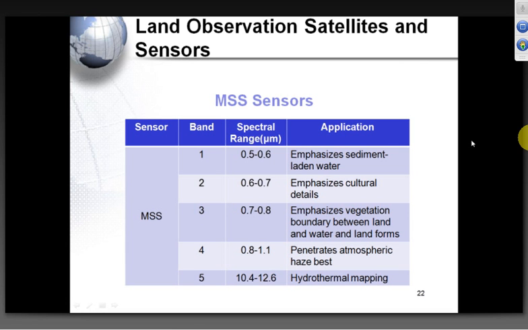First is band 1. Application is emphasizes sediment laden water. Second one emphasizes cultural details. Third, emphasizes vegetation boundary between land and water and landforms. Fourth, penetrates atmospheric haze best. And fifth, hydrothermal mapping.